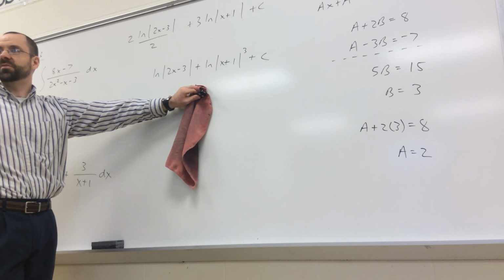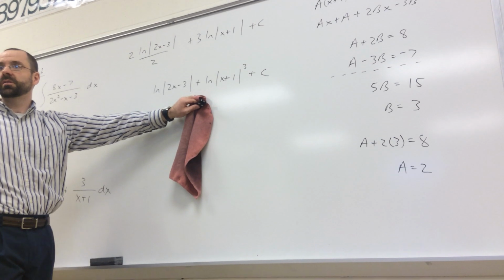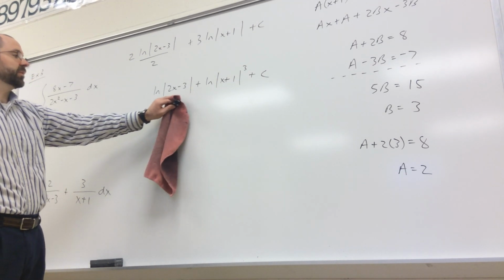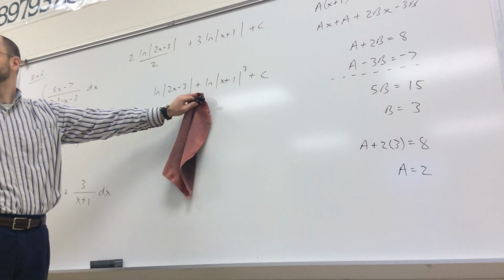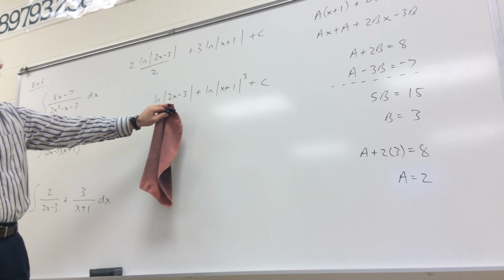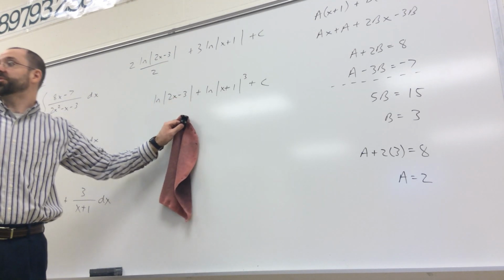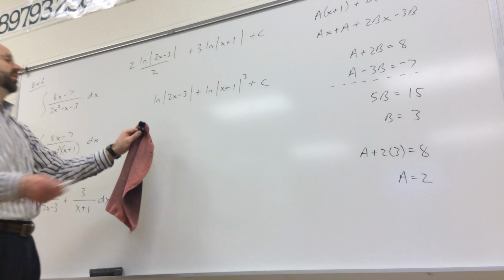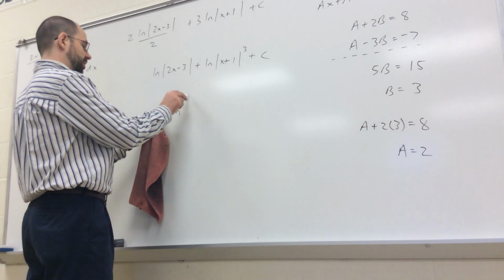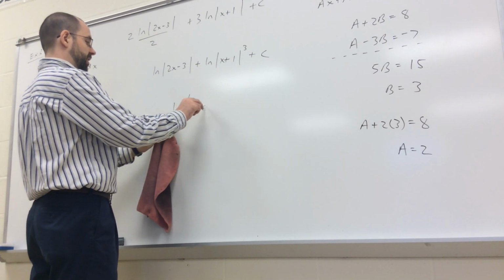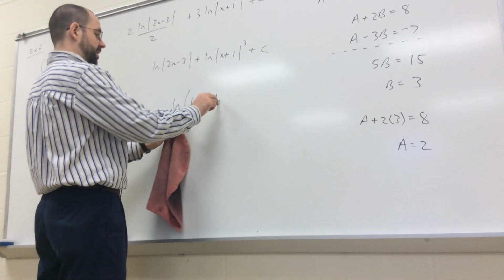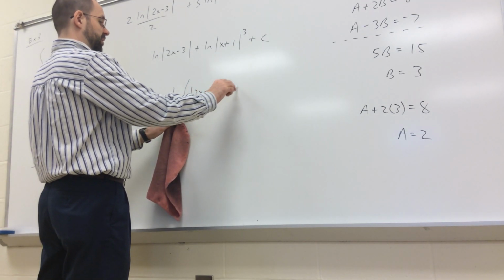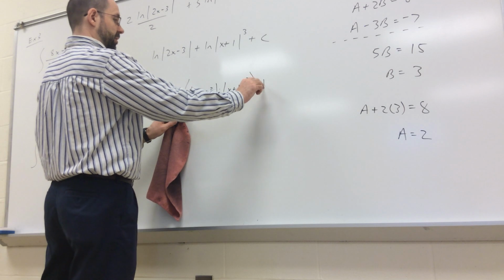And again, if it's free response, leave it like this. But if it's multiple choice, what's 2 logs added? 1 log multiplied. 2 logs subtracted is 1 log divided. But 2 logs added is 1 log multiplied, so it's natural log of the absolute value of 2x minus 3 times x plus 1 cubed plus c.